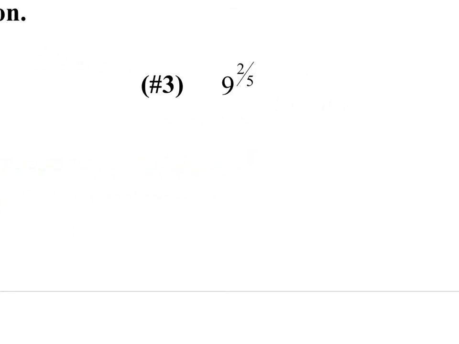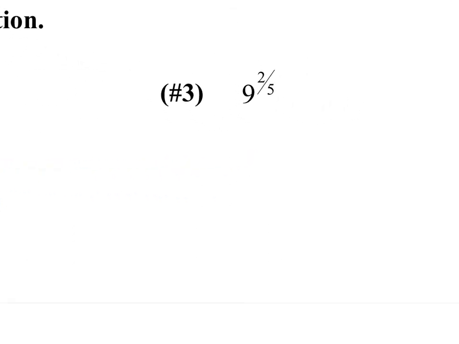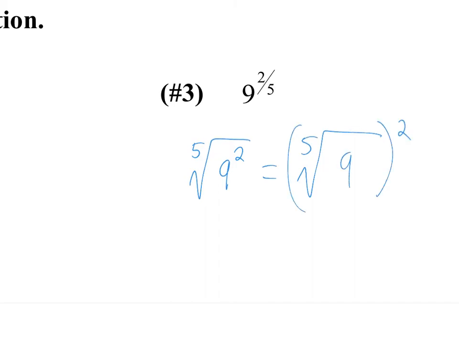All right, number 3, we have 9 to the 2/5 power. So it's a 5th root, and it's going to be 9 squared. And we could rewrite that if we wanted to, but you'll get the same idea. You could rewrite this if you want to. We'll do it, why not? We have the 5th root, and we have 9 to the 2nd power, like this. Either way would be totally fine.